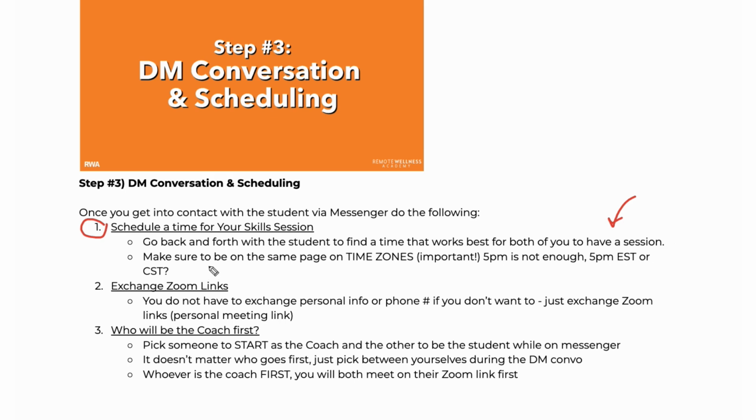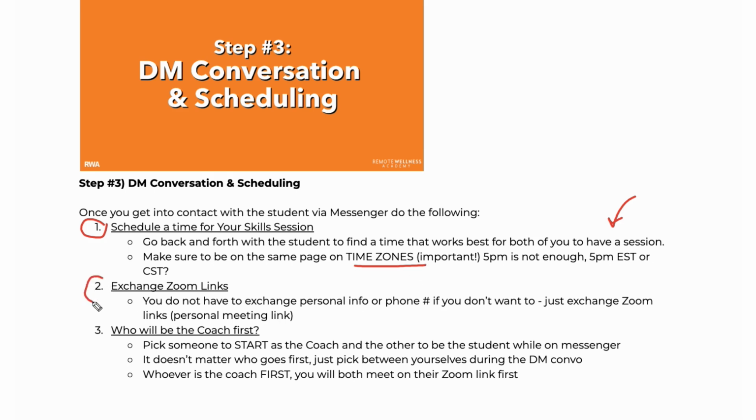Now, a very important point for this: when you are finding that time to schedule, make sure that you're on the same page in terms of time zones. If the person is in Eastern time and you're in Central time, and you just say, cool, let's meet at 5 p.m., that's not enough, because is it 5 p.m. EST or 5 p.m. CST? You don't want to get confused by this. Make sure you're on the same page with time zones.